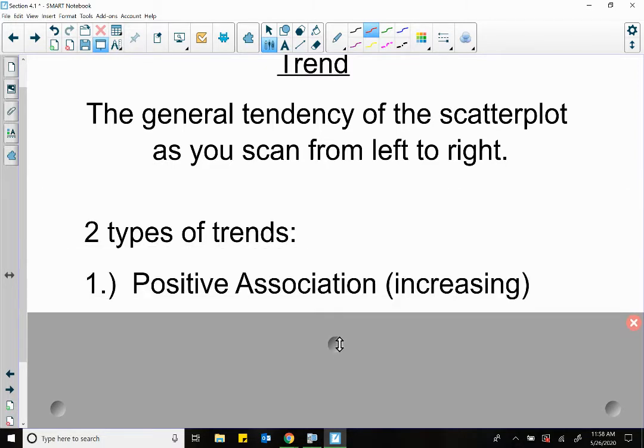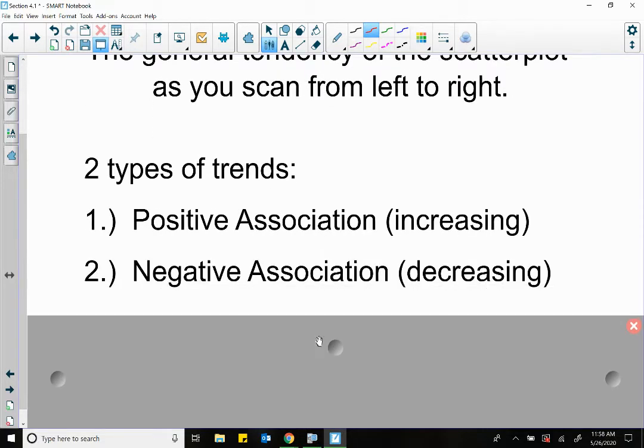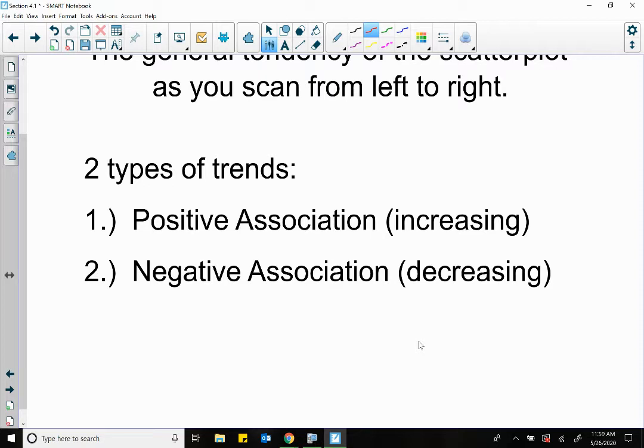We talk about a positive association, so the dots are increasing from left to right, or we talk about the negative association. The dots are decreasing from left to right. Okay? Think of these trends kind of like the slope. Like, what is the sign of the slope? If the slope of the dots is positive, that's a positive association. Okay? Again, that would be an increasing line from left to right. If the slope of a line is negative, that would be a negative association. In other words, it should look like it's decreasing from left to right. The dots are going down from left to right.